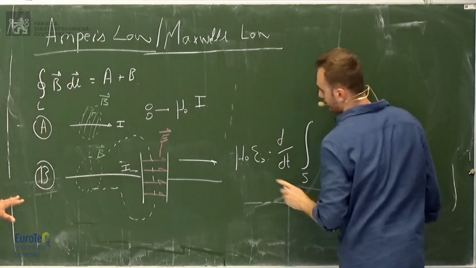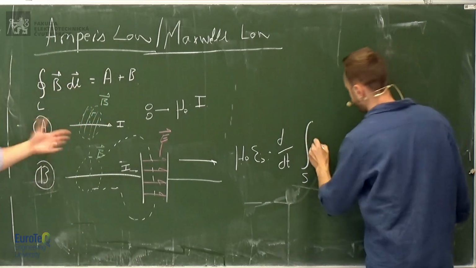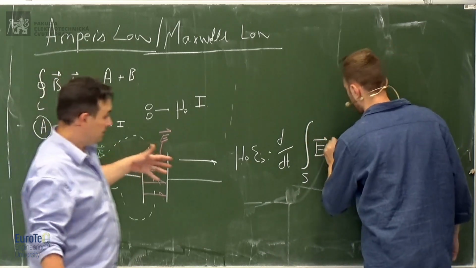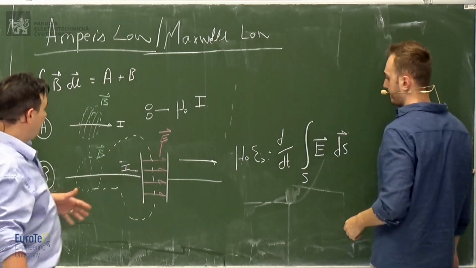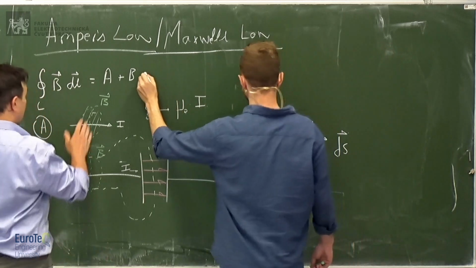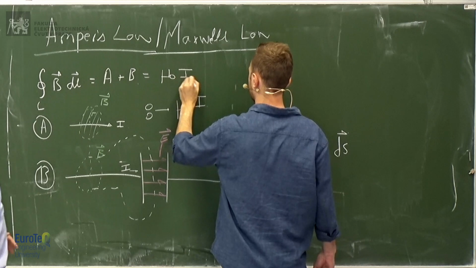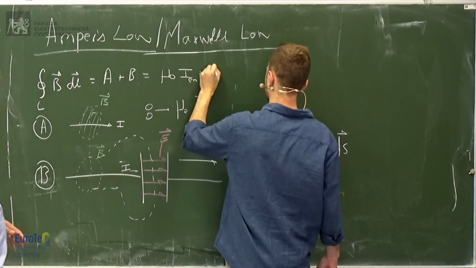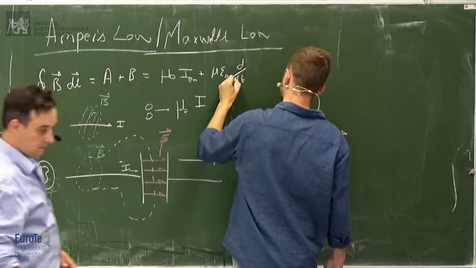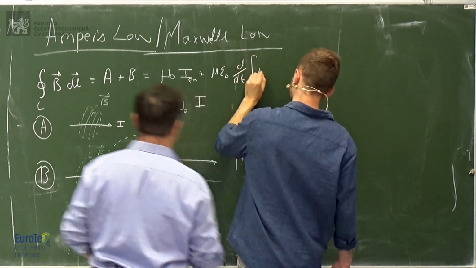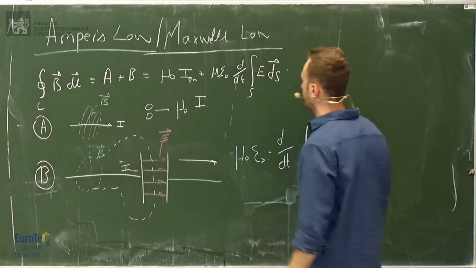Which is closed. Well, it's not closed. It's not closed, of the electric field with respect to that surface. Easy peasy. So now we can just say that that's mu naught I enclosed plus mu naught epsilon naught, the derivative with respect to time of the electric field within a surface area. Cool.